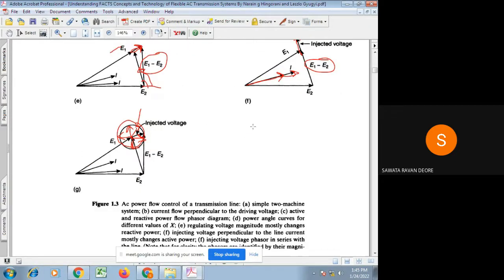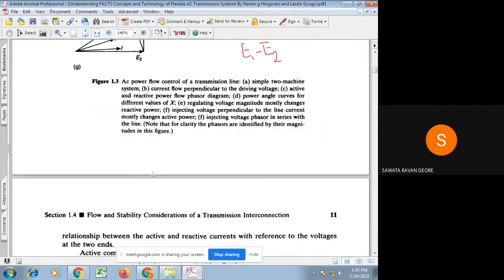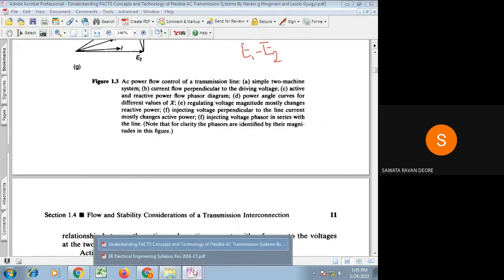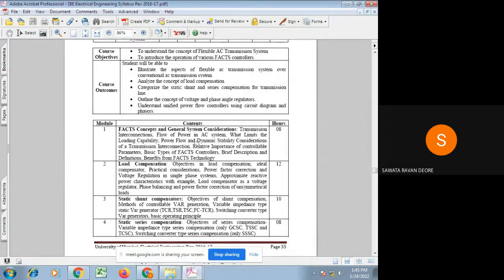So as per this discussion, what we can say is that X control is there, delta control is there, the magnitude of E1 or the magnitude of E2 we can control, or the phasor E1 minus E2 we can control, in order to control the real and reactive power flow through the transmission line. Now, in the next part, what is the relative importance of these controllable parameters?